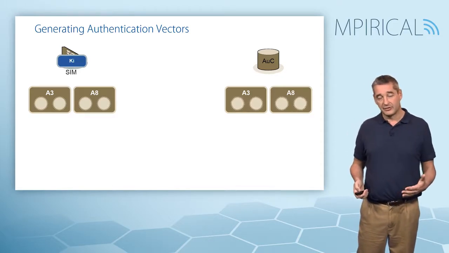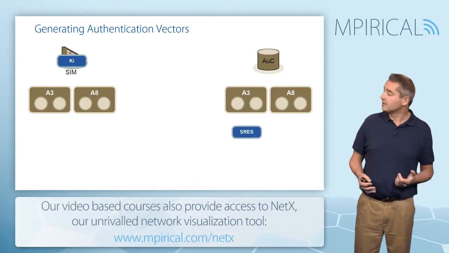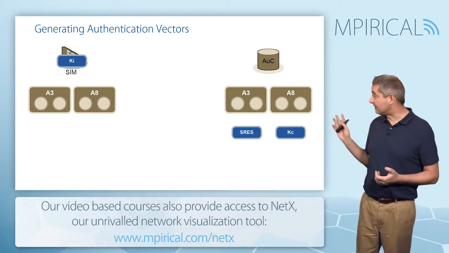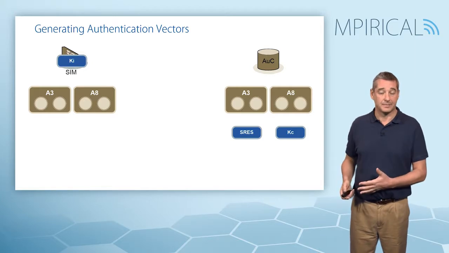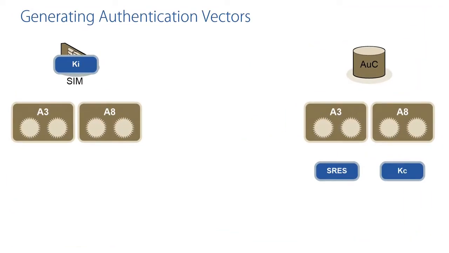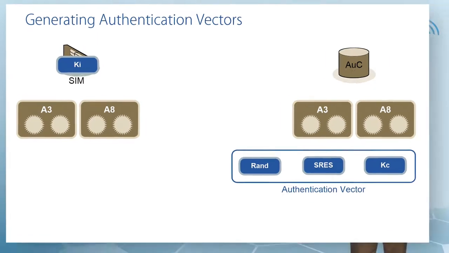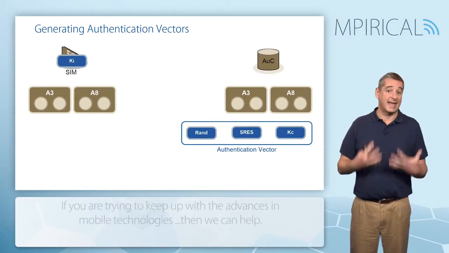As a result of this, the two algorithms will produce additional numbers. Again, they have specific titles: SRES, the signed response that comes from A3, and KC, the cipher key, which is generated out of A8. These two numbers which are being generated, along with the random number that was used in the process of their generation, will become our authentication vector, or in the case of GSM here, it's sometimes referred to as a triplet.